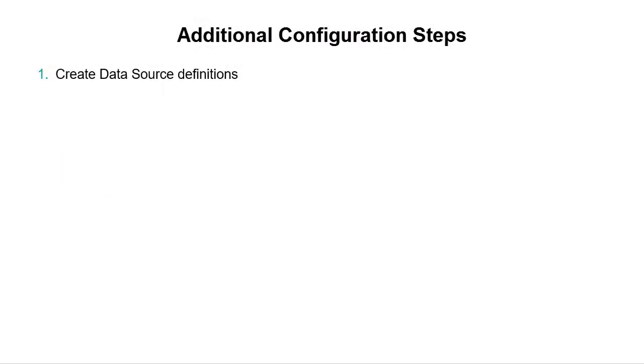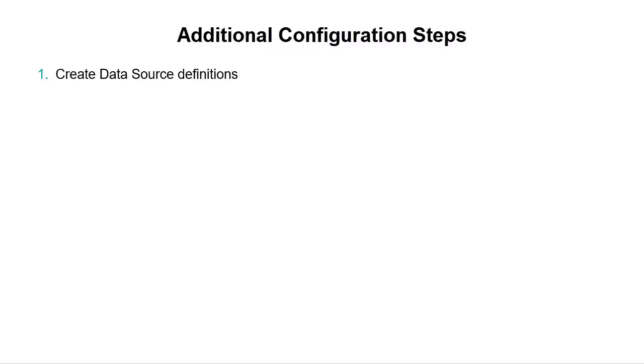This video has reviewed the information you need to successfully plan an installation of the data pipeline. We've covered the types of licenses, the data pipeline components and requirements, and the recommended order for installing components. Once the installations are complete, there are a few additional configuration steps you'll need to take to access your data sources and use your applications.